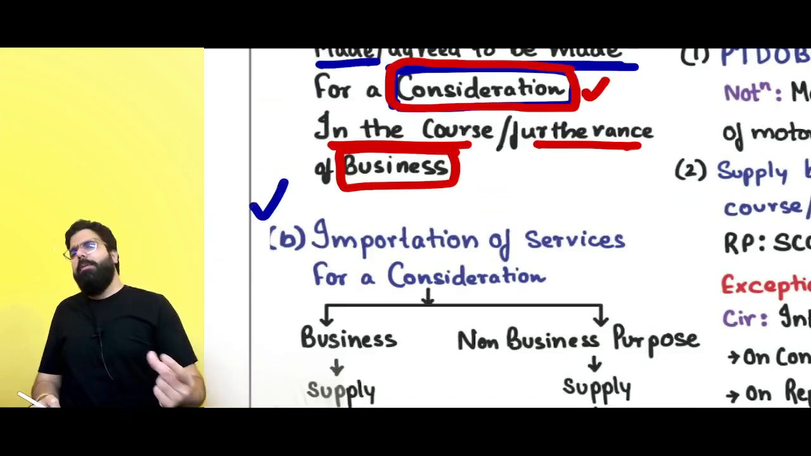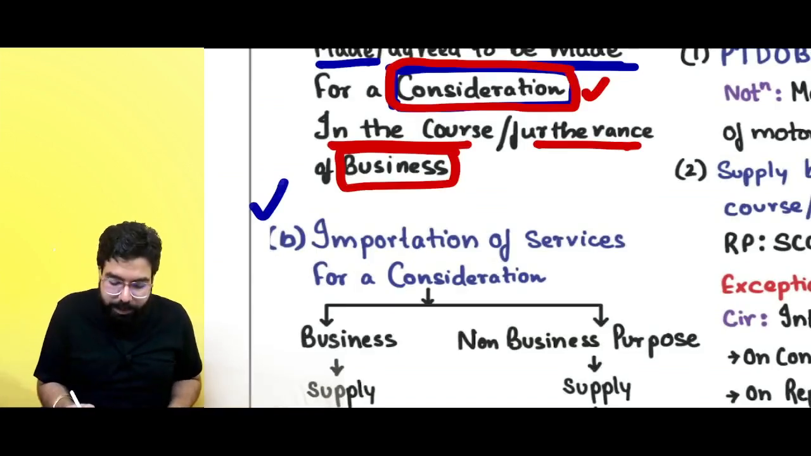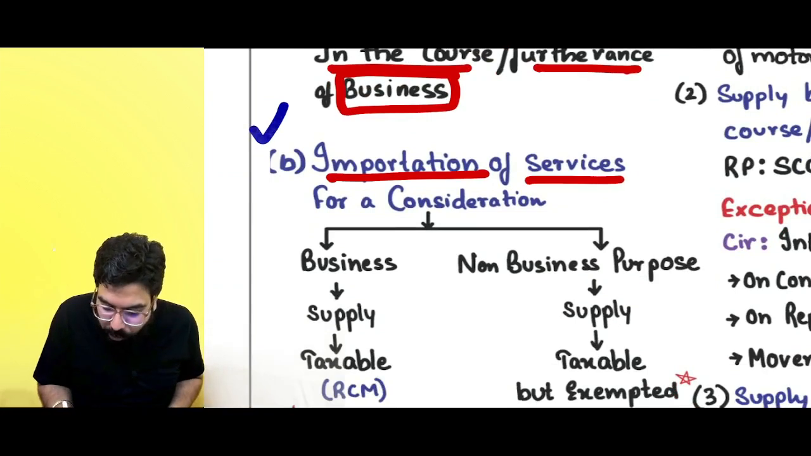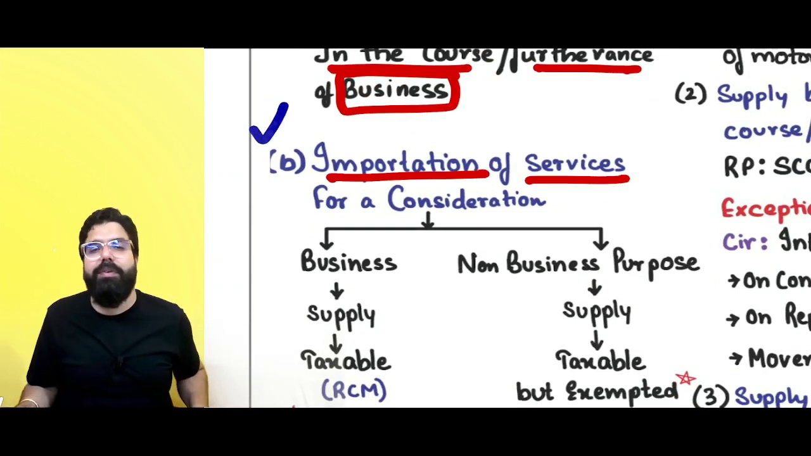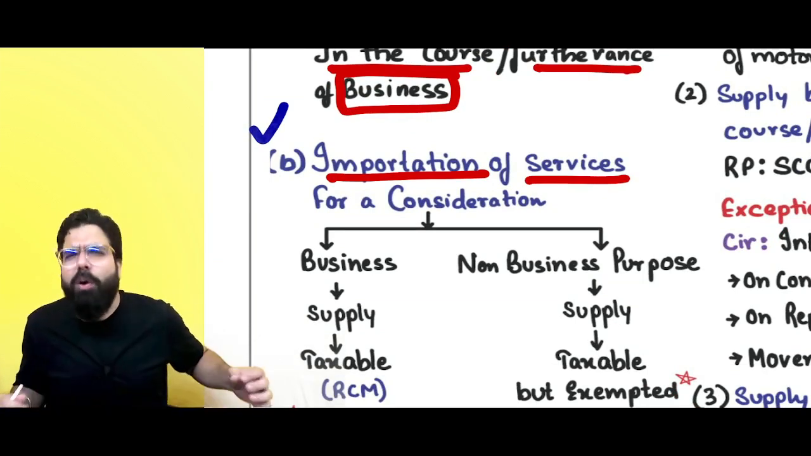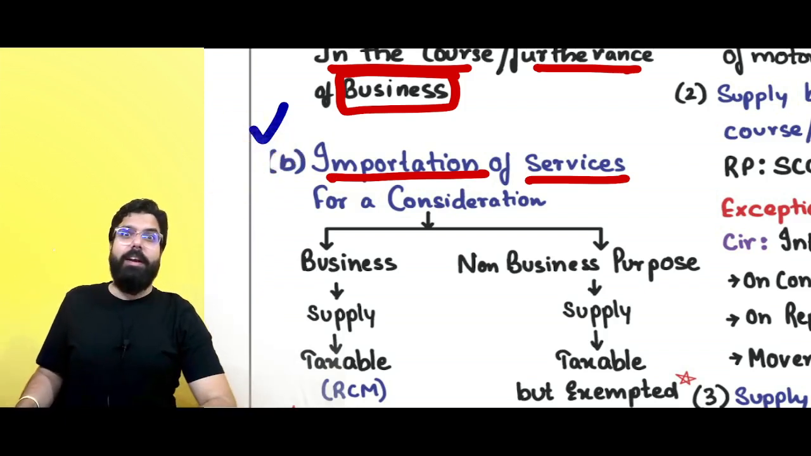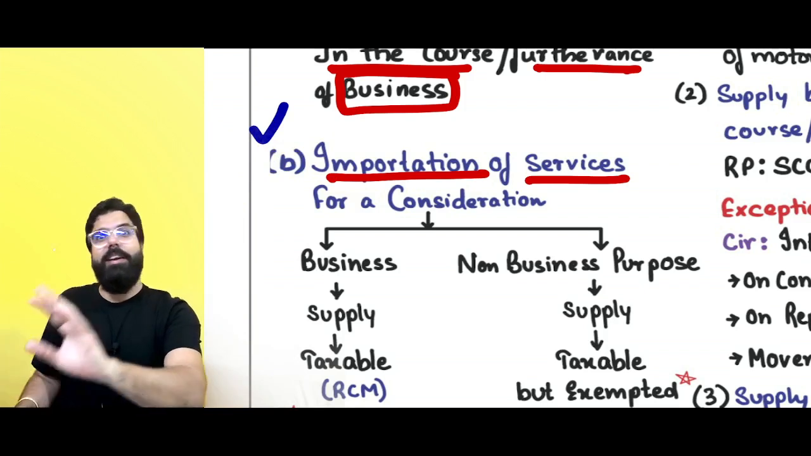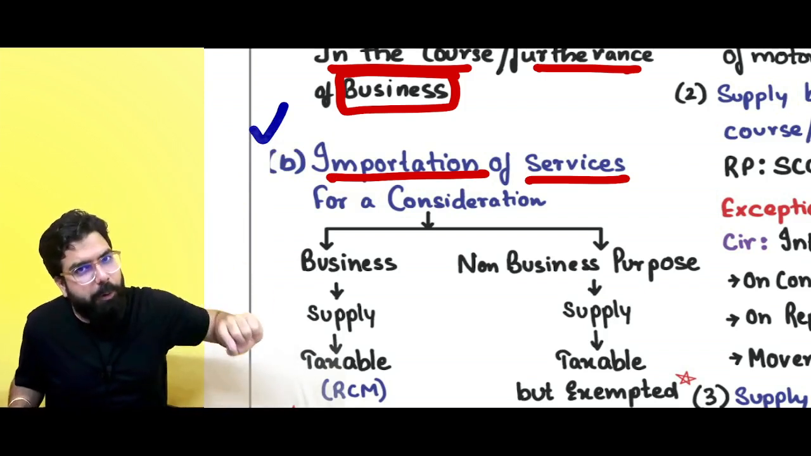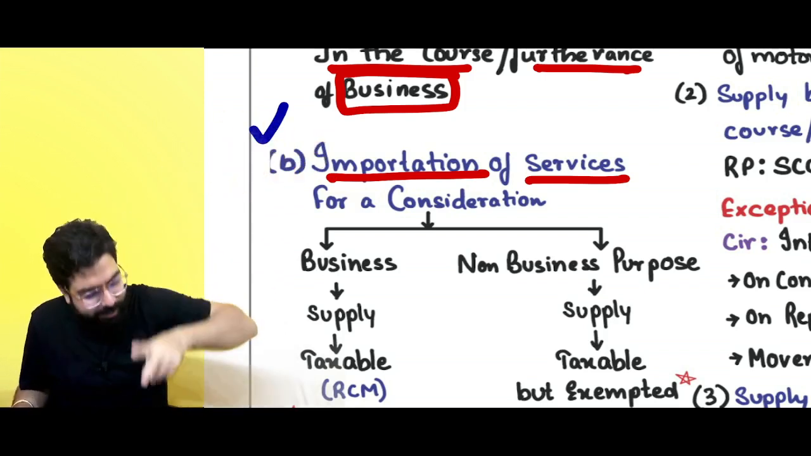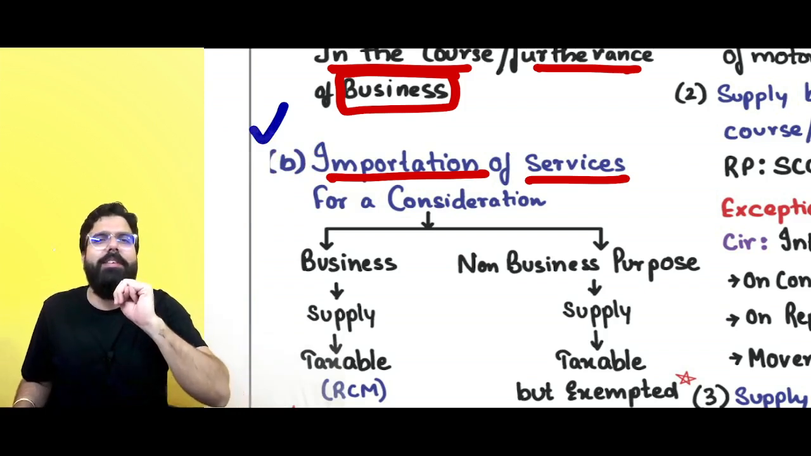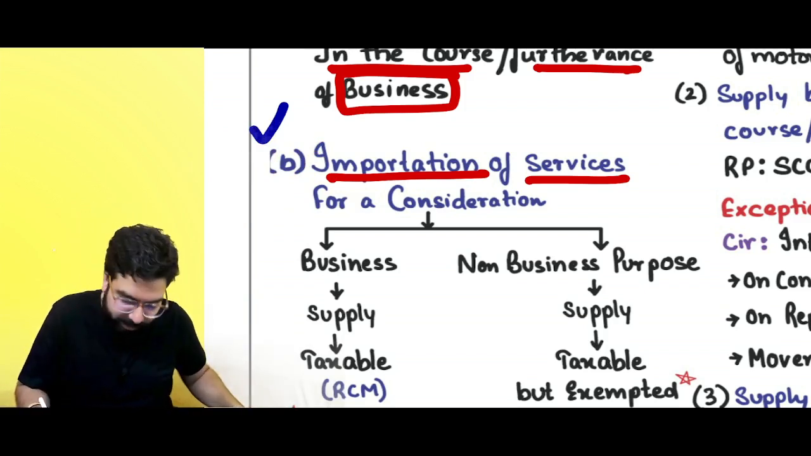What is section 7(1)(b)? Section 7(1)(b) talks about importation of service. First of all, you have to always remember the definition of importation of service. What is the definition? The supplier is outside India, the recipient is in India, and the place of supply is in India. Again, with me everyone, what is importation? The supplier is outside India, the recipient is in India, and the place of supply is in India. That is importation of service. Done, sir.